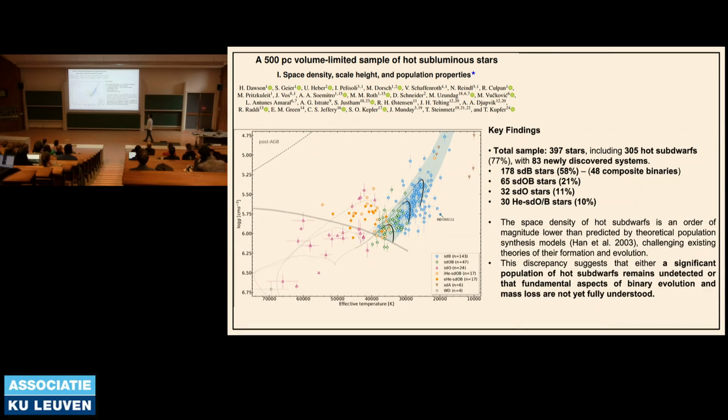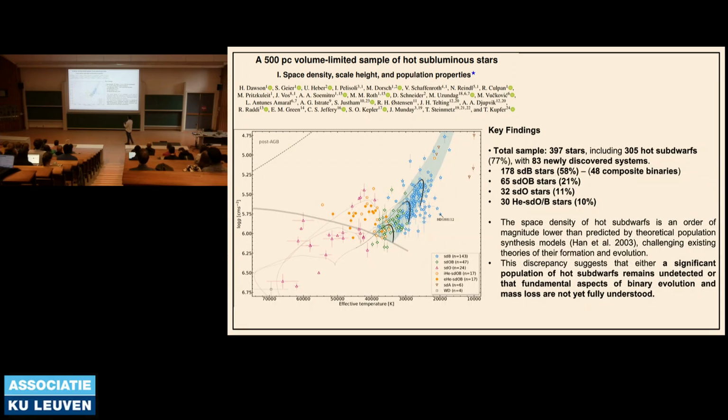So, another work that we have been doing: we tried to characterize all hot subdwarfs within a 500 parsec volume-limited sample. This is important because, as I told you before, one third of the population seems to be single, and two thirds of the population come from the binary channels. But this number has to be well constrained to test the binary population synthesis.